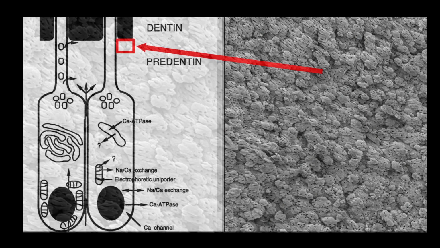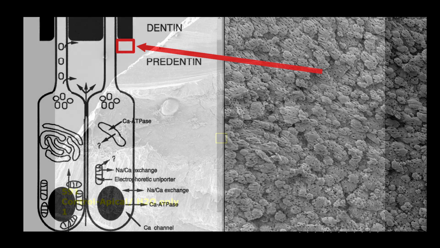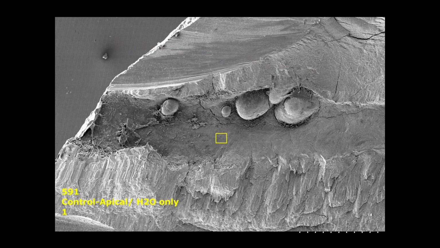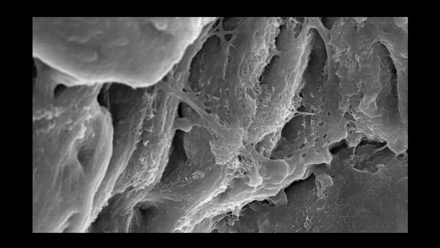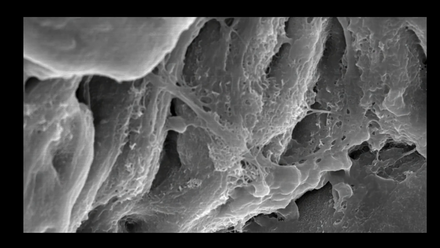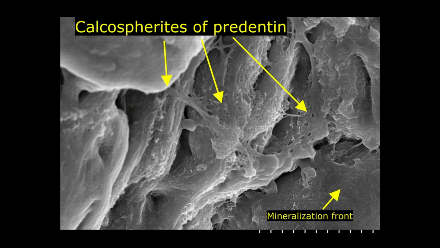For example, if you look at my arrow here, you're looking north at that mineralization front, right at the level where the predentin is partially calcified. And the predentin south of that is gone. So if you look apically, let's look in this little square area here. The dentin has a completely different look. And here you're looking at the mineralization of the predentin, and it's partially mineralized. So you want to gain some pattern recognition on what partially mineralized predentin looks like, because it can mimic biofilms.